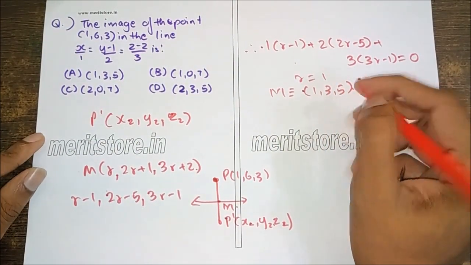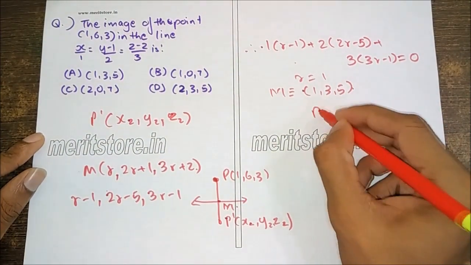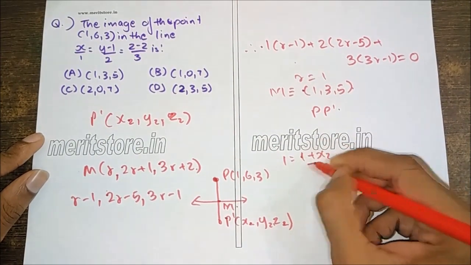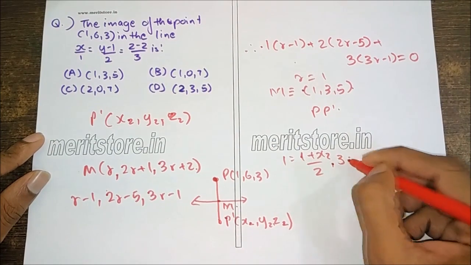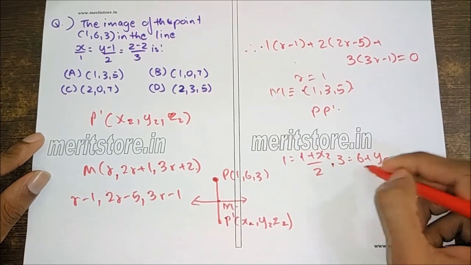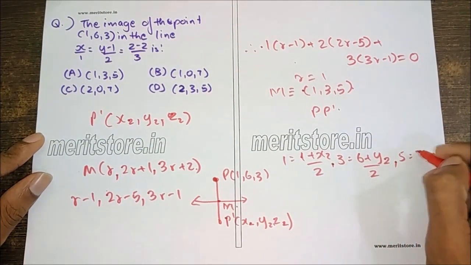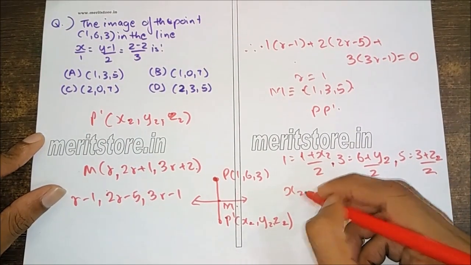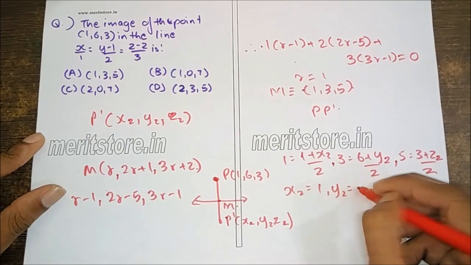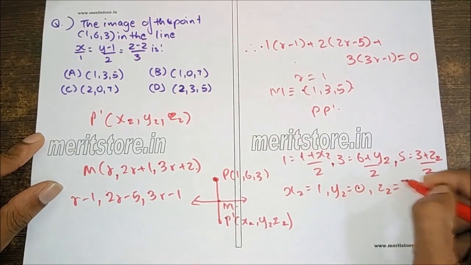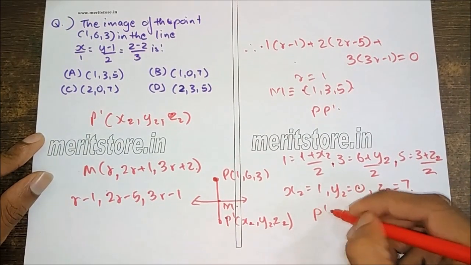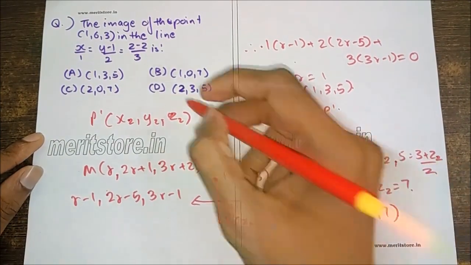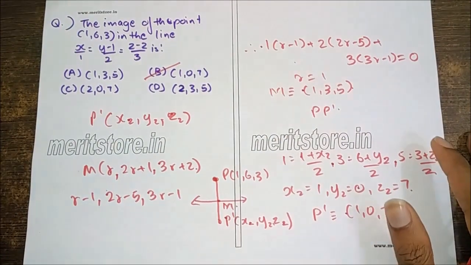Since M is the midpoint of P and P dash, therefore 1 is equal to (1 plus x2) upon 2, 3 is equal to (6y plus 2) upon 2, 5 is equal to (3 plus z2) upon 2. Therefore, we get x2 is equal to 1, y2 is equal to 0, z2 is equal to 7. Therefore, the image of P is (1, 0, 7), which is our answer and matches with option B. Therefore, option B is the correct answer.